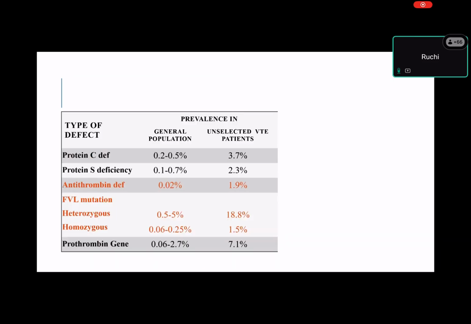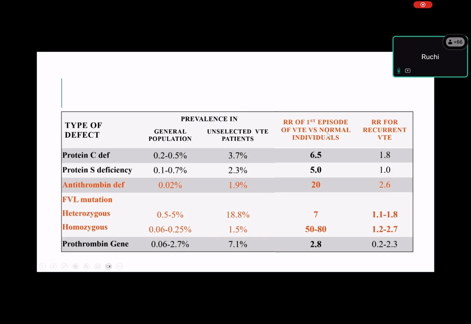So if you actually look at the prevalence of these abnormalities like protein C, protein S, antithrombin deficiency, अगर हम general population में बात करें तो incidence is not very high. It is higher in unselected VTE patients में incidence अगर हम देखें तो it is definitely higher. But we are really not bothered about their incidence here because हम कोई general population को पकड़कर deficiency के लिए screen नहीं करते हैं. The problem is that for people who have this deficiency, the relative risk of a first episode of VTE is much higher as compared to normal individuals.